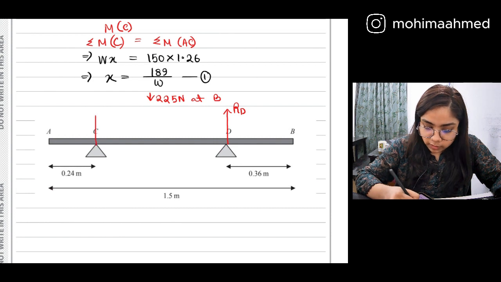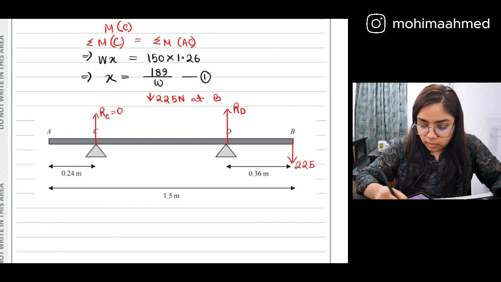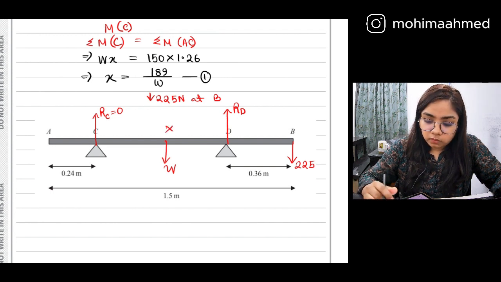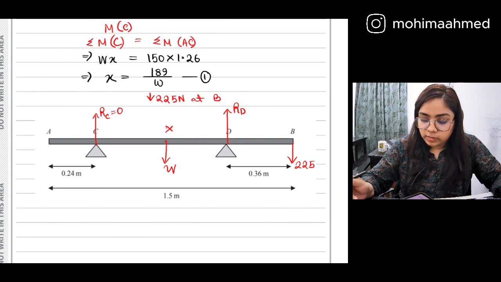The reaction force at C was 0, right? And there's a vertically downward force this time, which was 225 Newton. And again, you have this W Newton acting from this point X. But now I'm going to take the value for the moment, like I'm going to take the moment from point B. So this time I need to find out the distance between RC and point C and D.